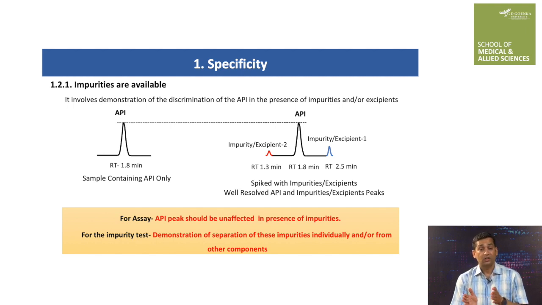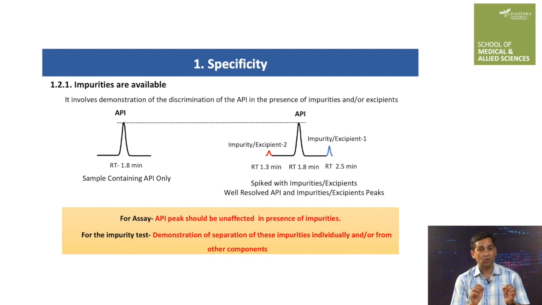To show the specificity of an HPLC method for an API, first an HPLC run is performed for a standard API only. In this case, the chromatograph shows only one peak at 1.8 minute RT, corresponding to the API only. The second HPLC run is performed after spiking the API samples with impurities or excipients in identical chromatographic conditions.